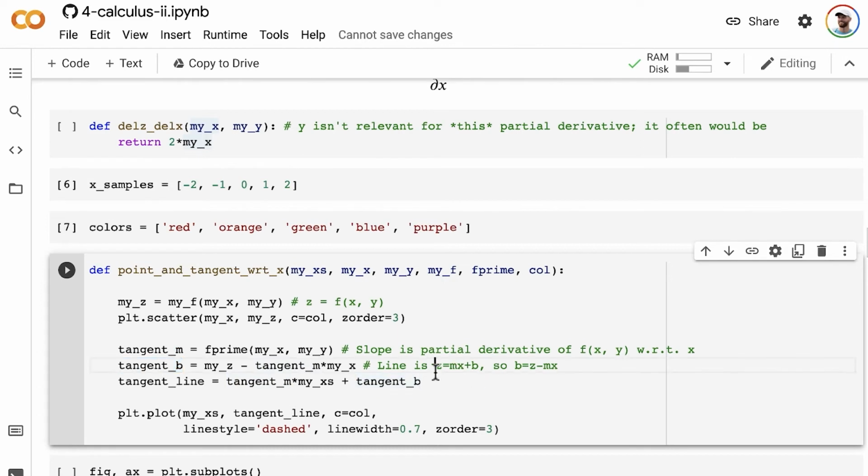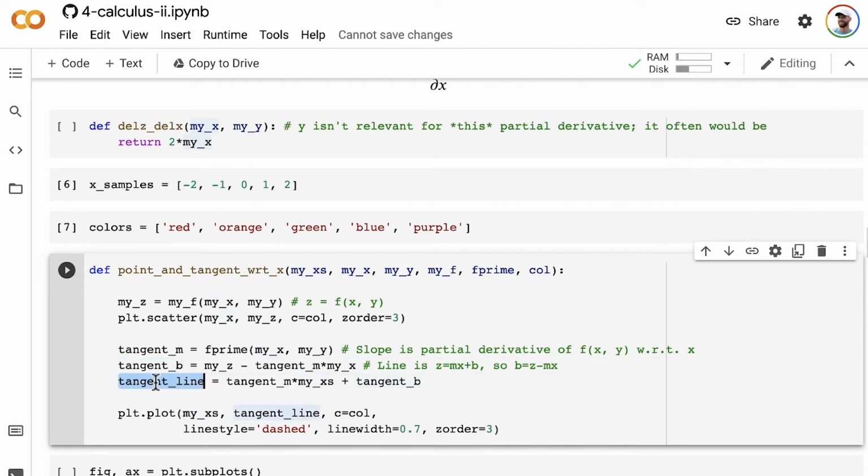So recall that the function for a line is z equals mx plus b. So rearranging, we can solve for b by moving mx onto the other side of the equation. So b is equal to z minus mx. We have z, we calculated it here. We have m, we calculated it here. And we have x, which is whatever x of interest, say -2, that we passed into our function. And that lets us calculate the y-intercept b.